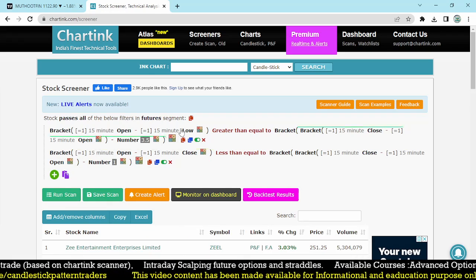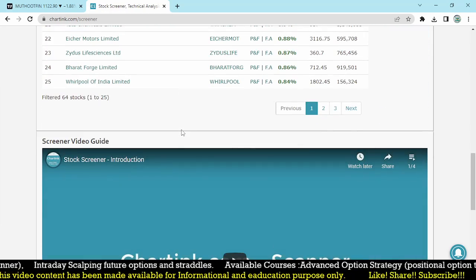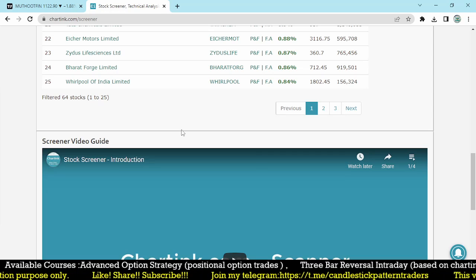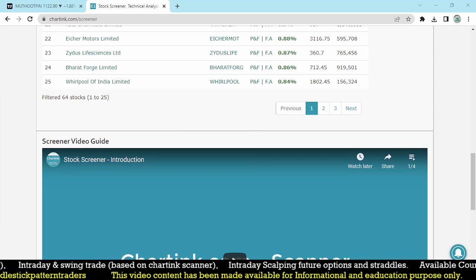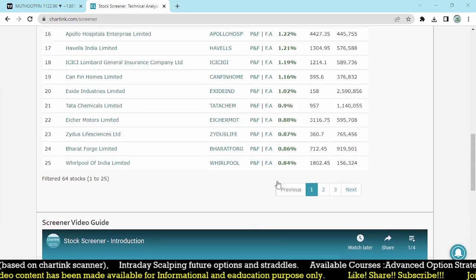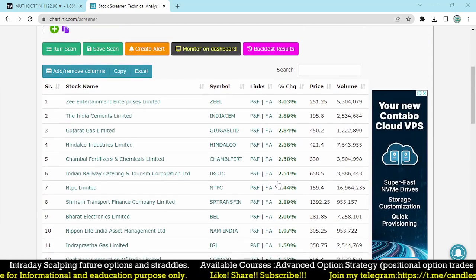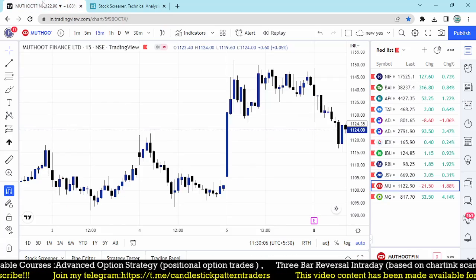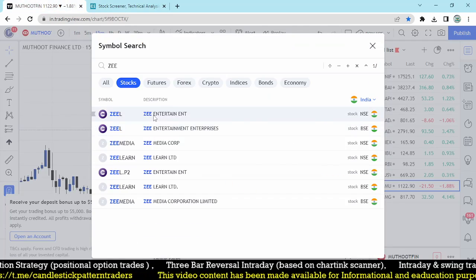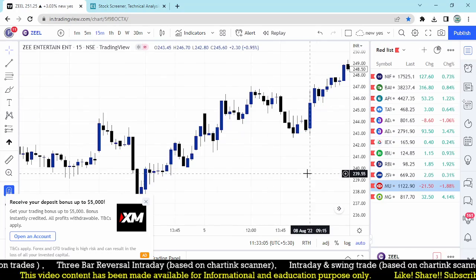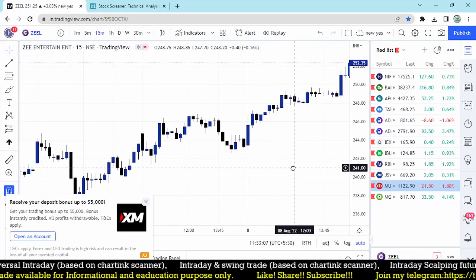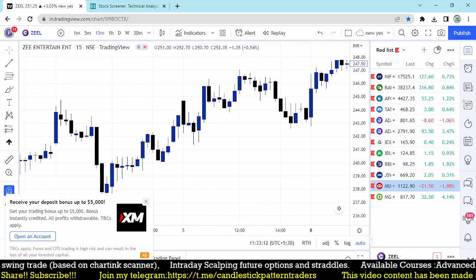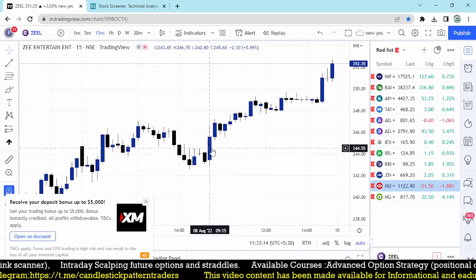Let me check what stocks form this. Oh my god! A lot of stocks form a hammer candle. Just wait, please. So many stocks. Once you find so many stocks, it's not good to trade. So let's check these stocks: Zee Entertainment, India Cement. Let's go for Zee Entertainment. The first 15 minutes candle would be a hammer. It is the first 15 minutes candle, this one.